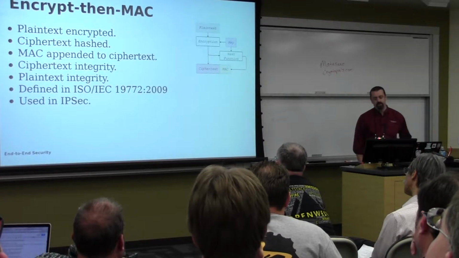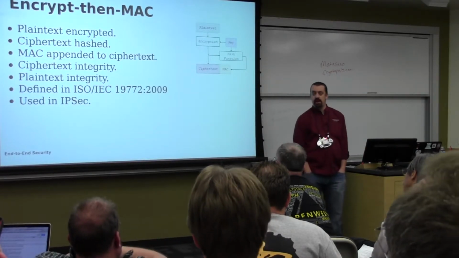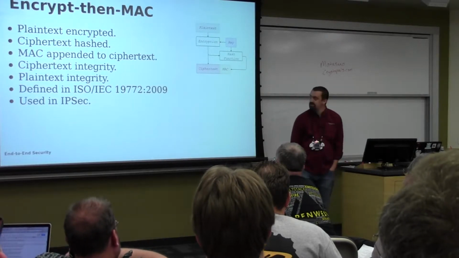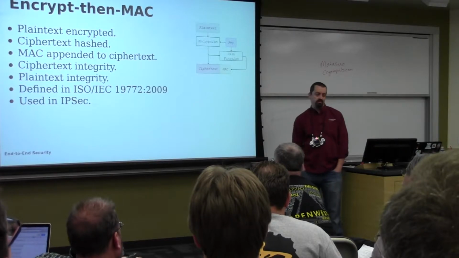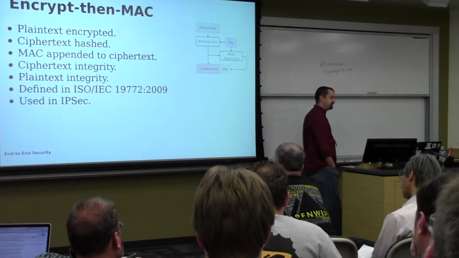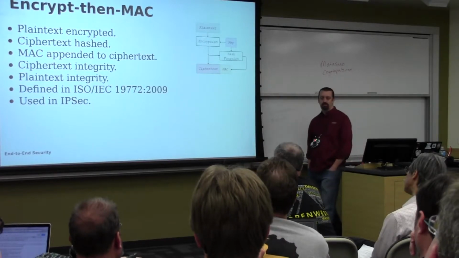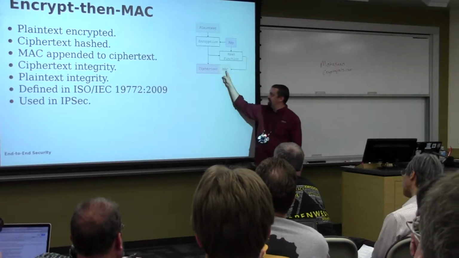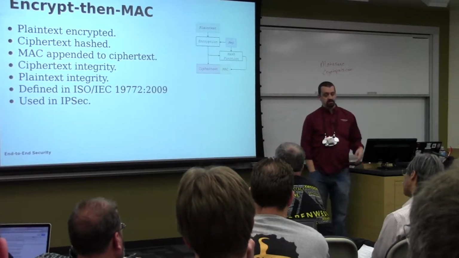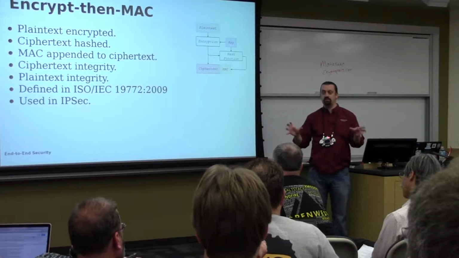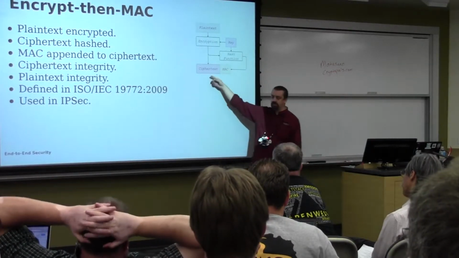Finally, Encrypt-then-MAC. Encrypt-then-MAC is where I encrypt the plain text first, then I hash the resulting ciphertext, and I apply the MAC tag at the end of the ciphertext. As you can see, I now have ciphertext integrity because that MAC tag is the fingerprint of my ciphertext. So when I get the ciphertext, I can hash the ciphertext and see if the two MAC tags match.